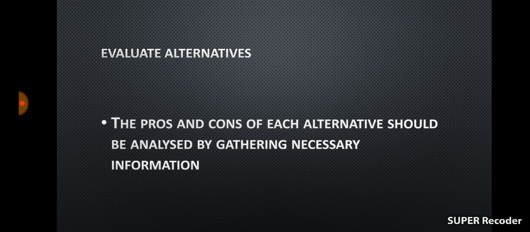And the fourth step of decision making is to evaluate alternatives. The pros and cons of each alternative should be analyzed by gathering necessary information. Each of these alternatives has its own benefits and limitations, so we have to evaluate these alternatives against a set of criteria.